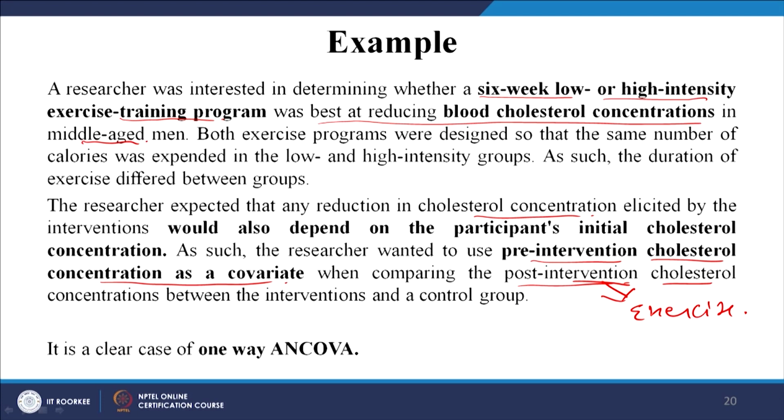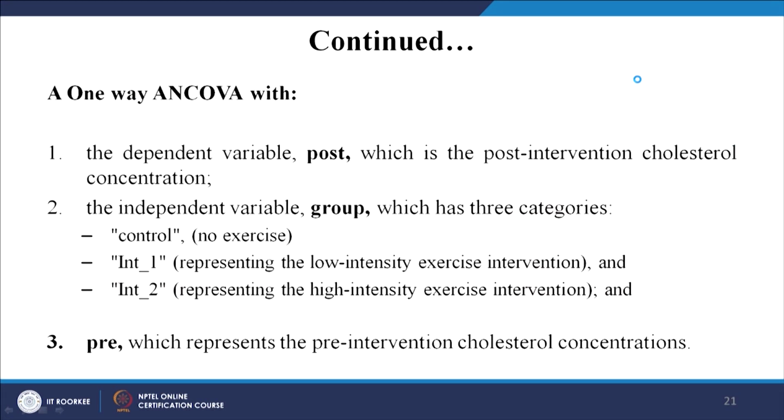So, you have one covariate and one dependent variable, which is the blood cholesterol concentration post exercise. And what is the independent variable? The exercise, the intensity of the exercise, high or low, right. So, a one way ANCOVA with the dependent variable being the post-intervention cholesterol. The independent variable is the group, which has 3 categories. One is no exercise, which is the control group. We are saying let us not give any exercise to somebody. Intervention 1 is the low intensity exercise, and intervention 2 is the high intensity exercise.